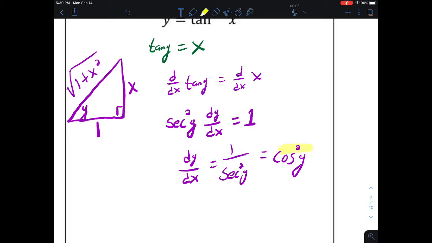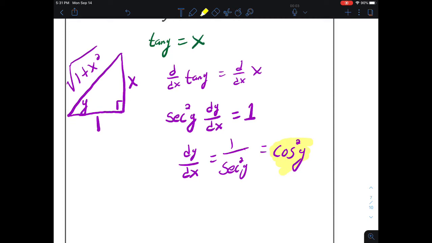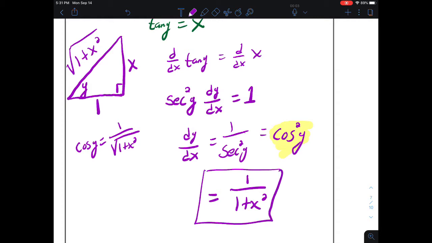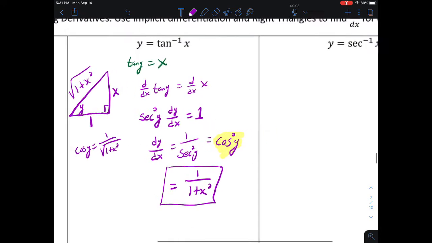Now you go to your triangle and look at your trig ratios and figure out what cosine of y would be. Well, cosine of y is equal to adjacent over hypotenuse. So this is 1 over the square root of 1 plus x squared, where I need to square that. So our derivative is going to be that function squared, so it'll be 1 over 1 plus x squared. So the derivative of inverse tangent of x is equal to 1 over 1 plus x squared.